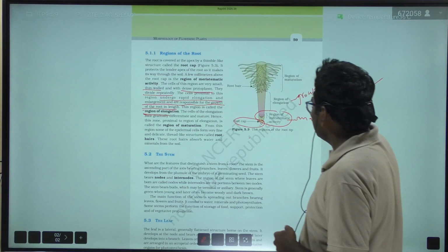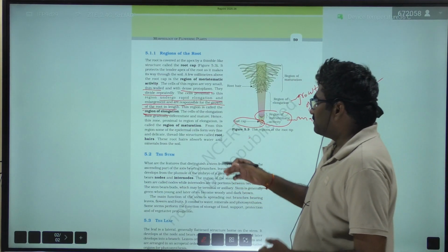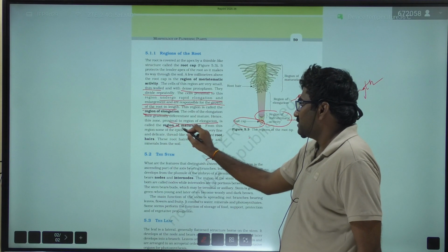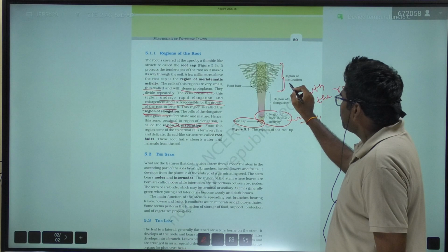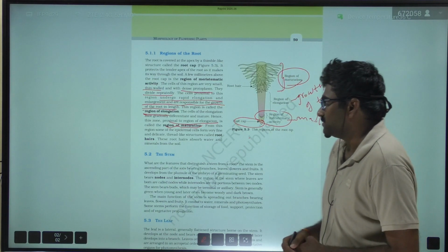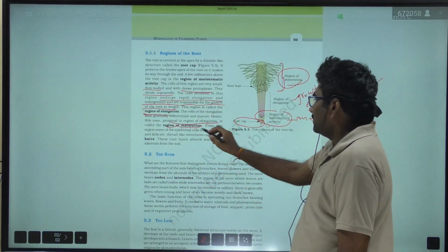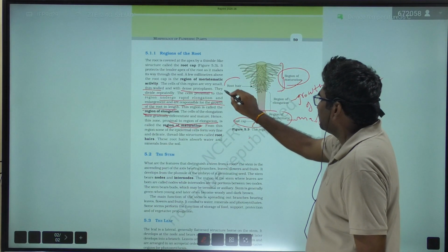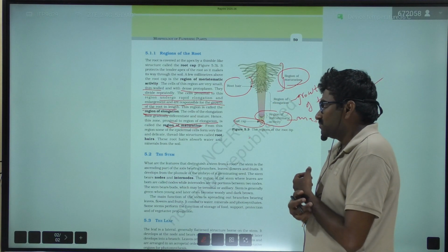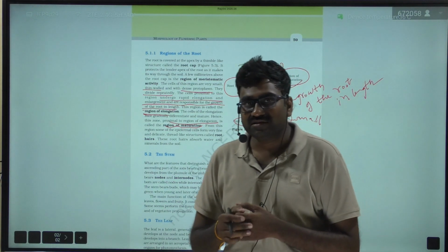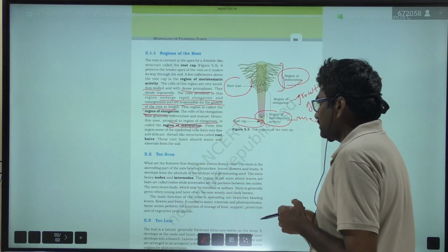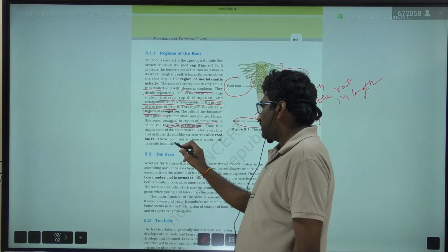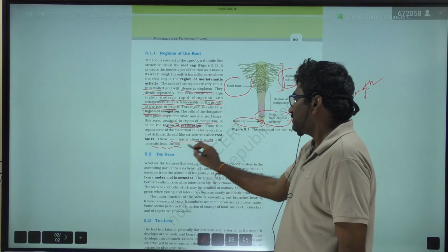The zone proximal to the region of elongation is known as the region of maturation. Very important: from this region, epidermal cells form root hairs. These root hairs are thread-like structures, very fine and delicate. The function of the root hairs is to absorb water and minerals from the soil.